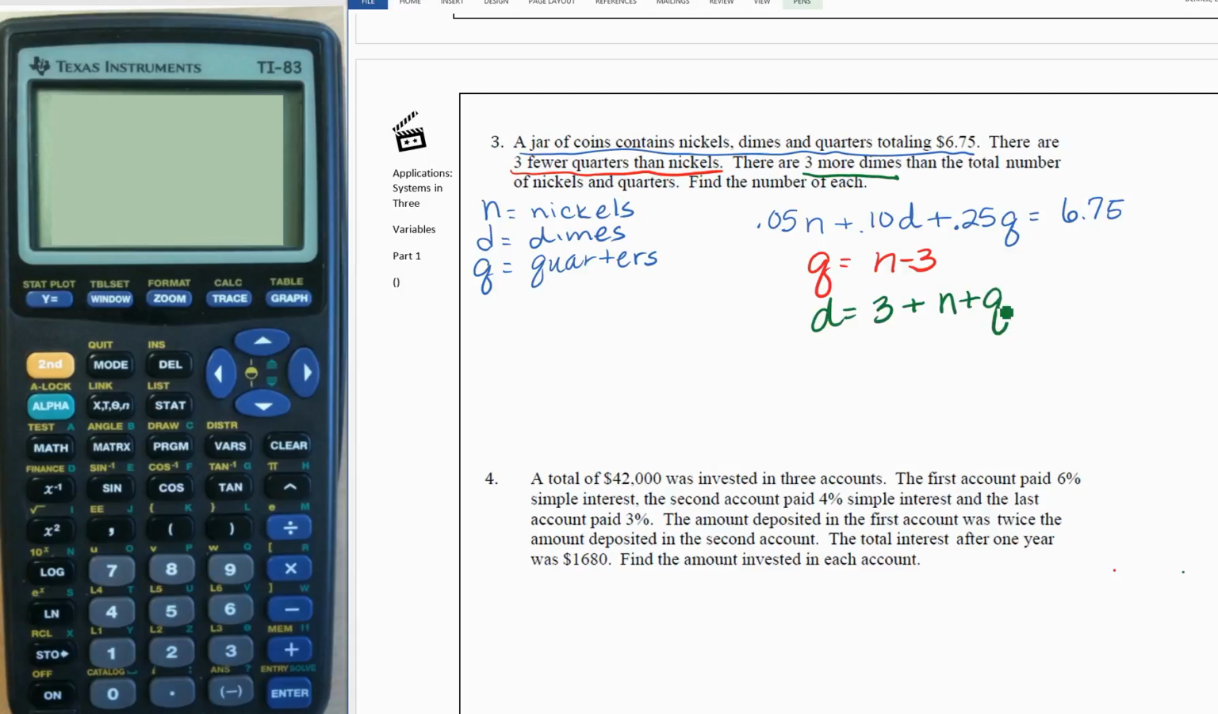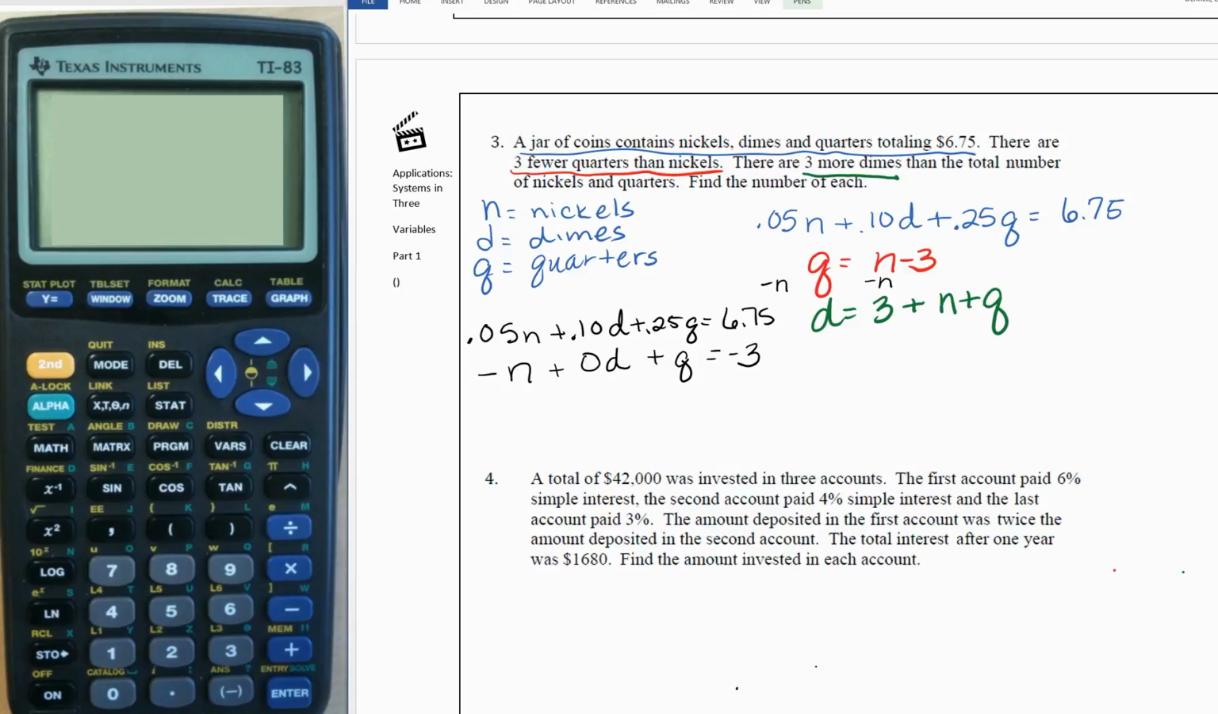Okay, now before we put this in a matrix, we need to get everything lined up, everything on the same side. So we'll use black and write everything the way we want it. We're going to leave the first line alone: 0.05n plus 0.10d plus 0.25q equals 6.75. The second line, the red one, I'm going to move the nickels over, so I'm going to subtract n from both sides, and that will give us minus n plus, we don't have any d's, so to help us out I'm just going to say 0d plus q equals -3.